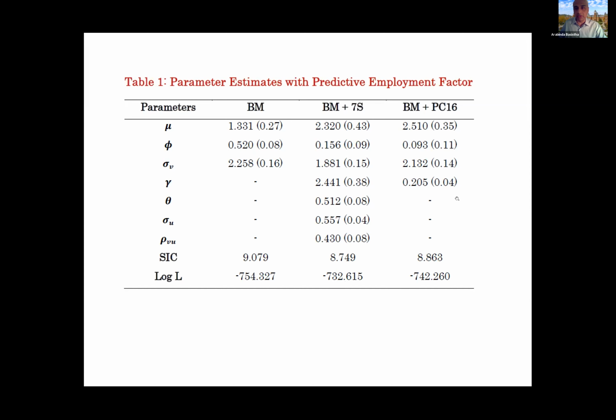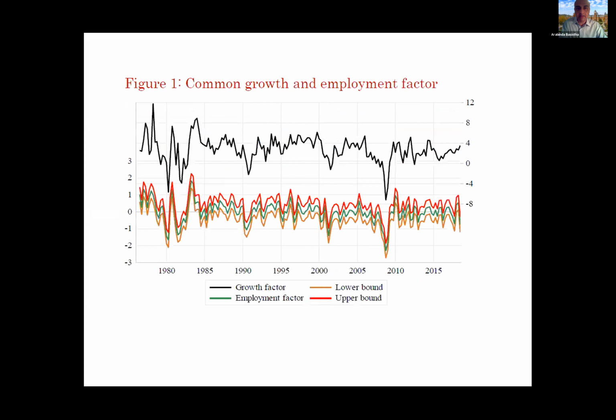Just for a comparison, and we do other stuff as well, I took the principal component of the first hard thresholding 16 states and put that in to compare with our 7 states. We do see some gains SIC-wise and relative to BM, but it is not as good as the 7 states. So the gains are a little less. A note that the correlation is 0.43 between contemporaneous employment and common growth rate. So positive, and that's pretty much what we expect.